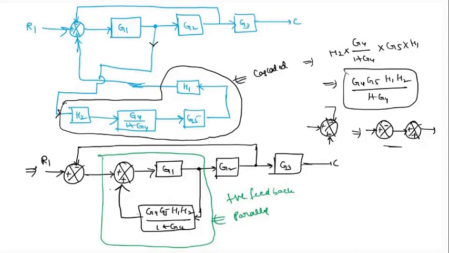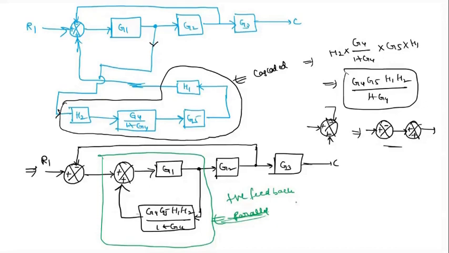This is a feedback signal. When it is parallel, it means both are in the same direction, and only then will it be considered parallel. But here, both are not in the same direction. G1 is moving out, but this will be getting inside. So therefore it should be positive feedback.